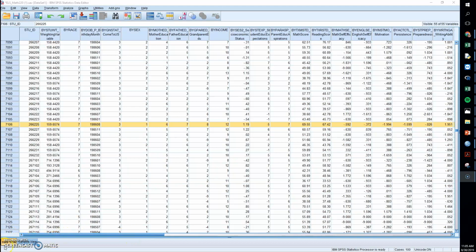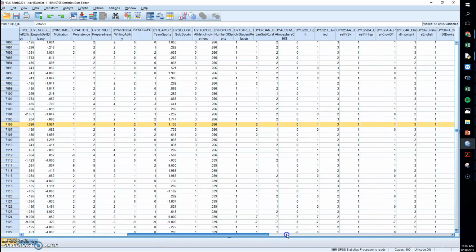Okay, so notice I'm in the data view down here. You can click that. That lets us see all the individual data. And ironically, the reason we're going to all these numbers is so that we can bring the numbers to life and see that we're talking about actual humans here.